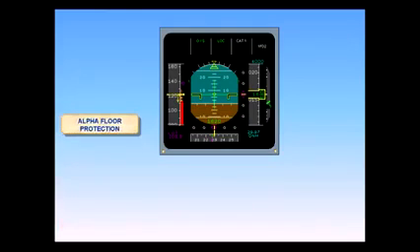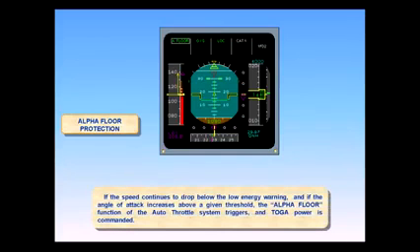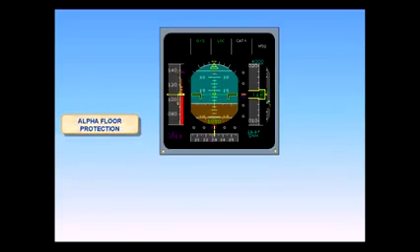If the speed continues to drop below the low energy warning, and if the angle of attack increases above a given threshold, the alpha floor function of the autothrottle system triggers, and TOGA power is commanded. The angle of attack threshold, which triggers alpha floor, is processed by the FACs as a function of aircraft parameters, such as configuration, deceleration rate, angle of attack, etc. Much of this information is derived from the IRs.